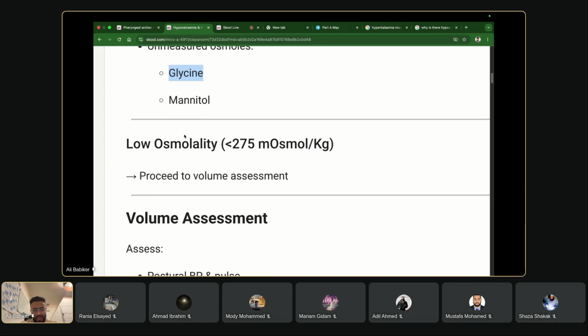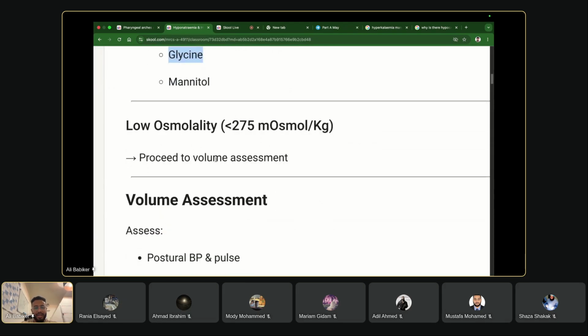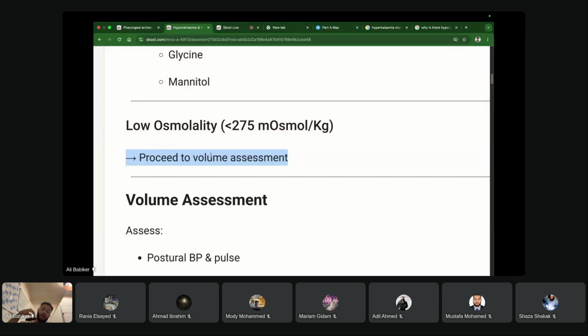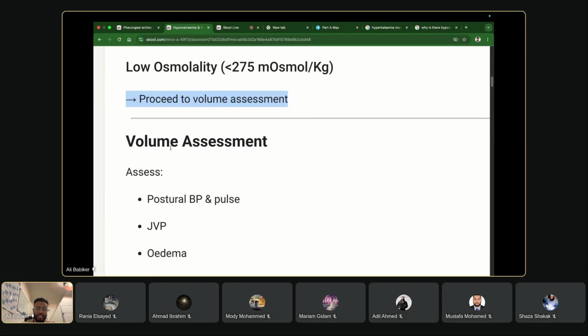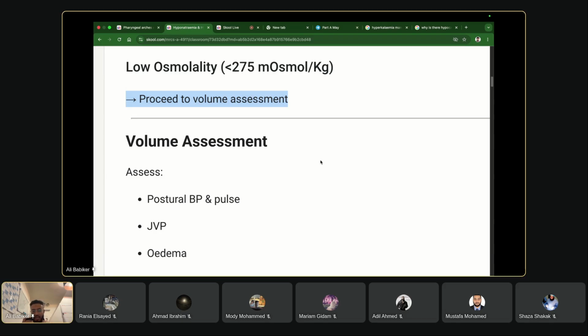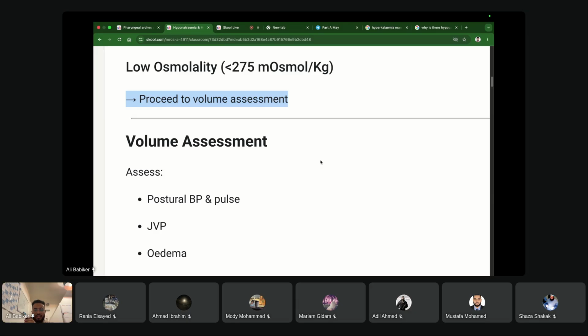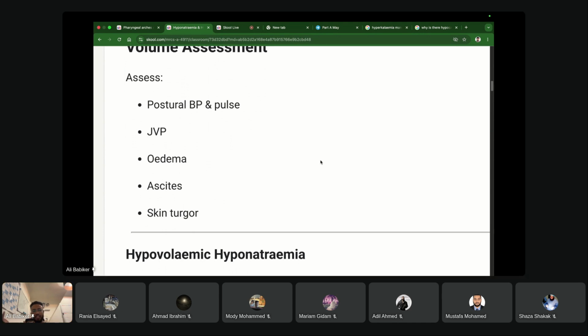If you have hyponatremia and low osmolality, you need to do the volume assessment, meaning you need to see if your patient is overloaded or dehydrated. Let's talk about the volume assessment. How do you assess the volume of fluid in your patient? By postural blood pressure and pulse, jugular venous pressure, whether there's any edema, any ascites, and the skin. If your patient has ascites and edema and the JVP is distended, that means he's overloaded.